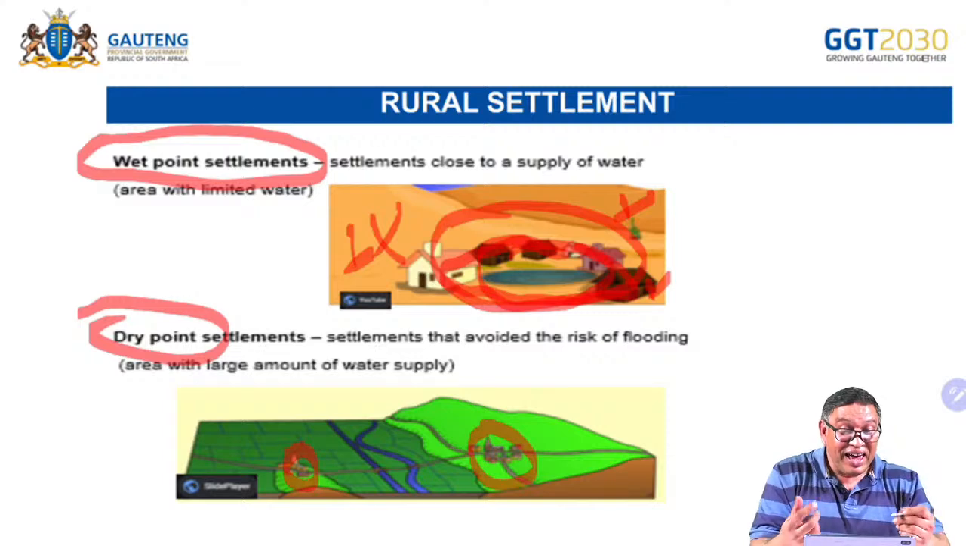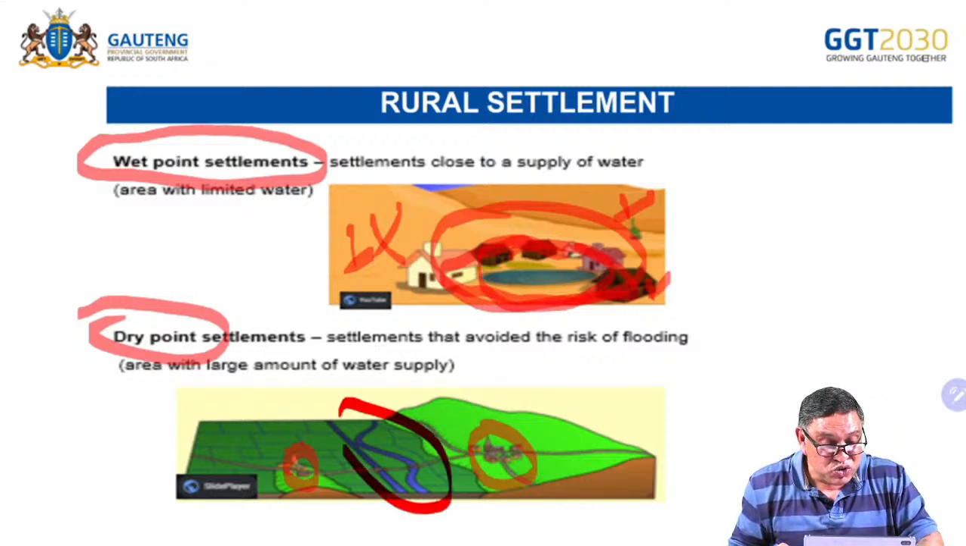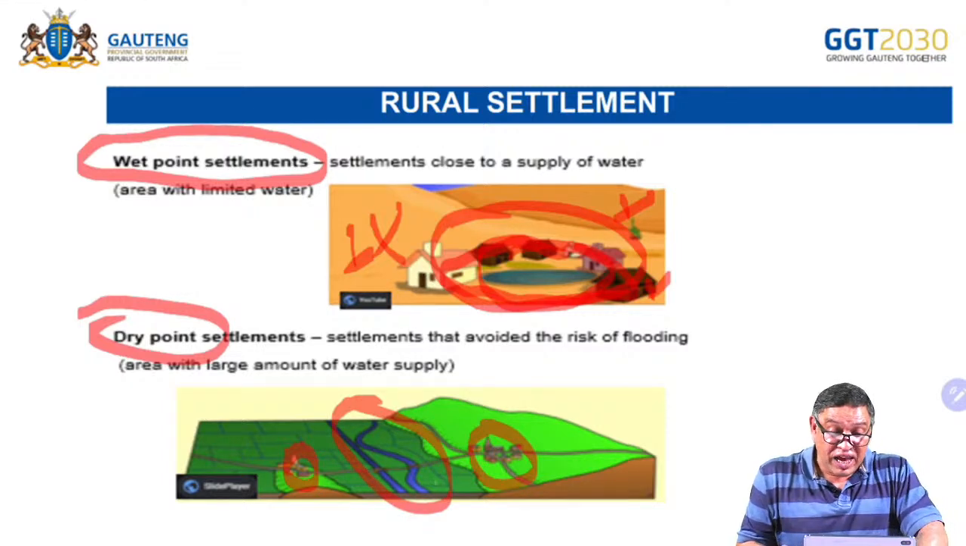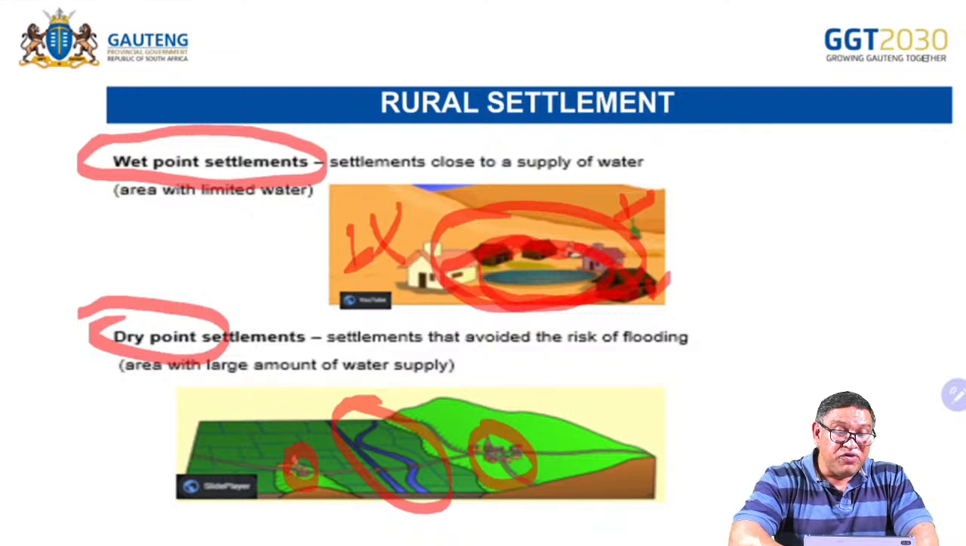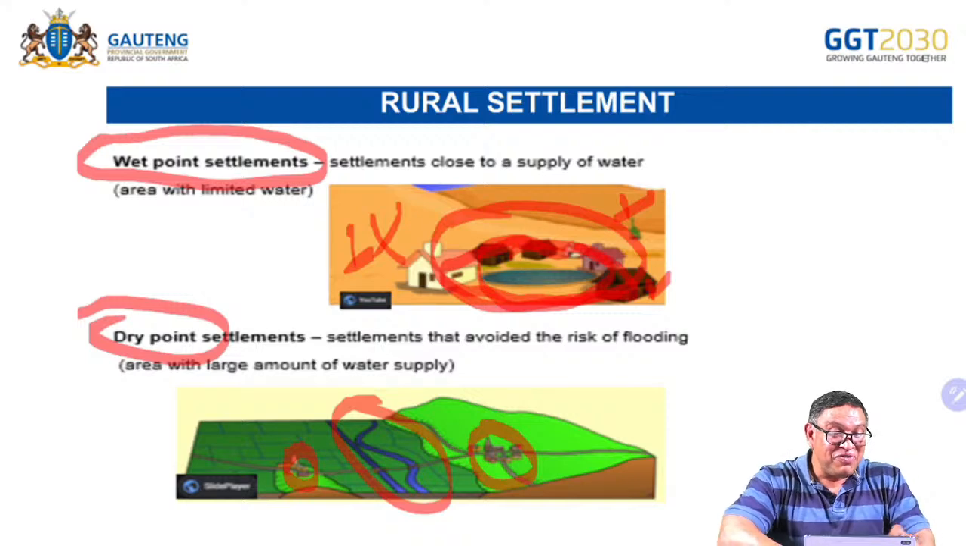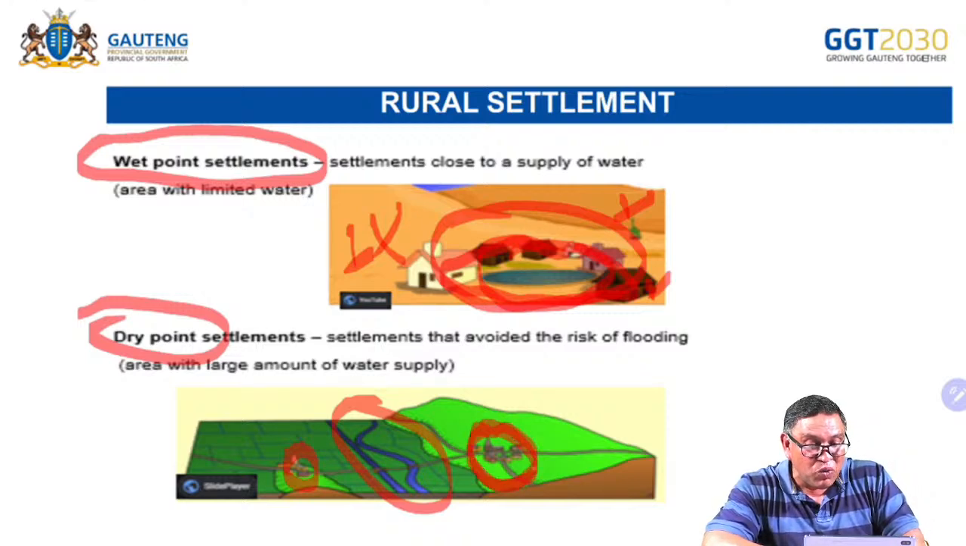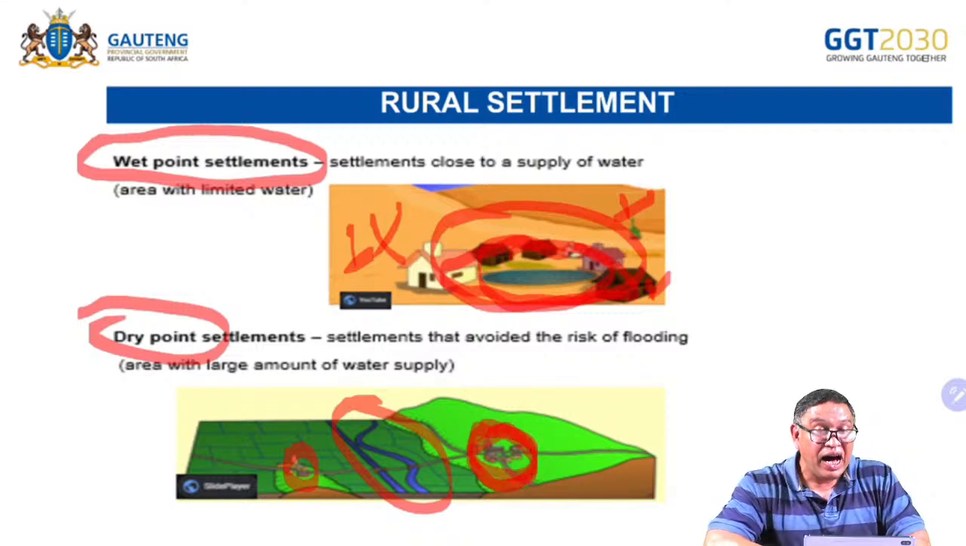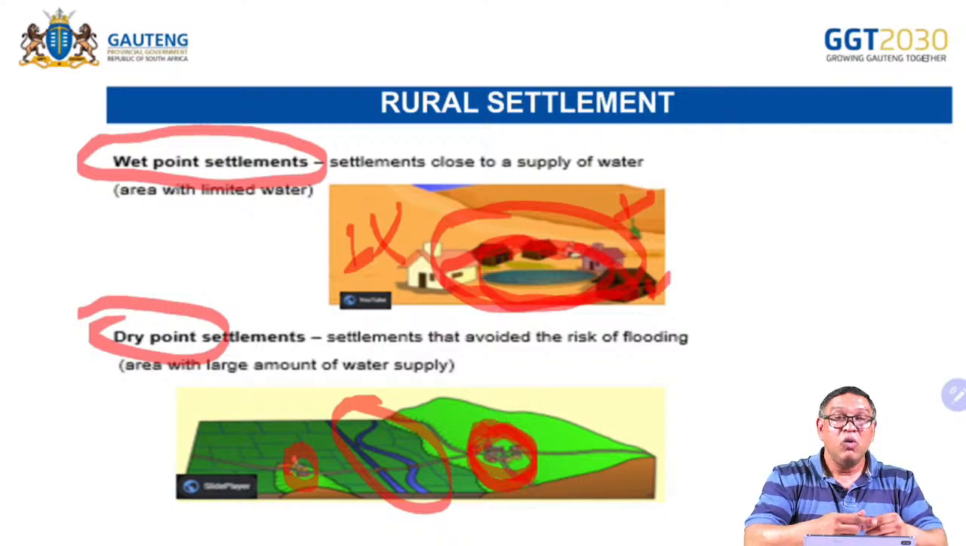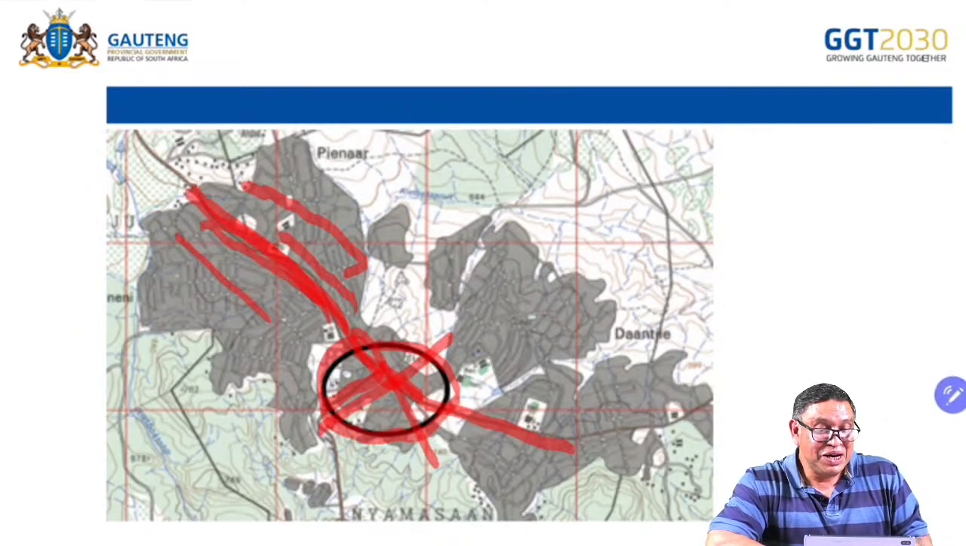And on the other hand, if you look at this area, there's huge rivers here, and it could flood. So you're looking for a drier area away from the water source. All right? So therefore, we call it a dry point. It's away or it's higher up away from the water source. Okay, let's go on. We've got quite a bit to review.